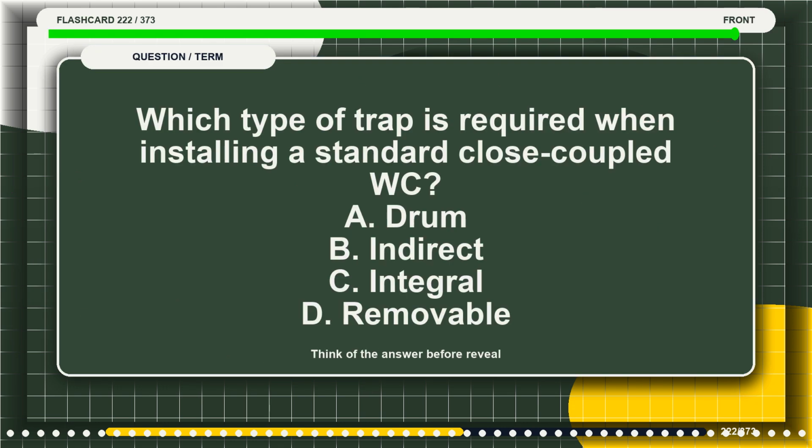Flashcard 222. Which type of trap is required when installing a standard close-coupled WC? A. Drum. B. Indirect. C. Integral. D. Removable. Think of the answer before the reveal.